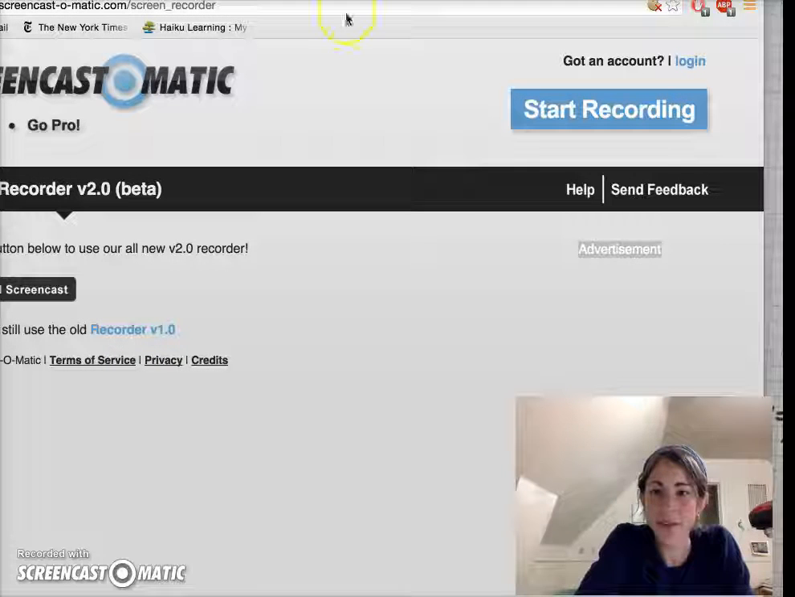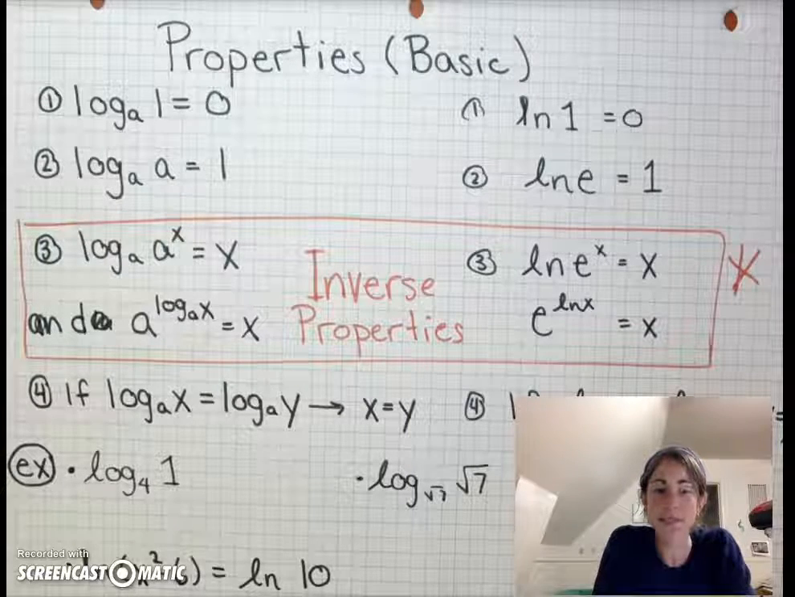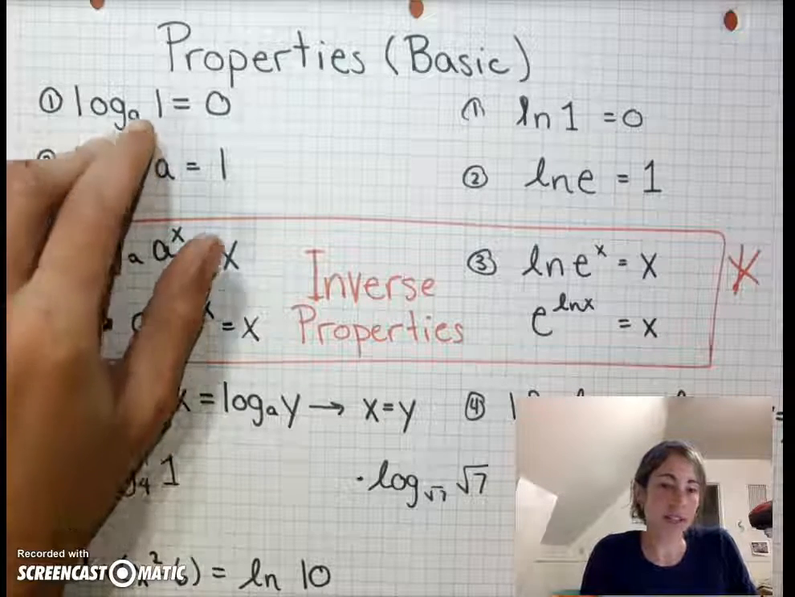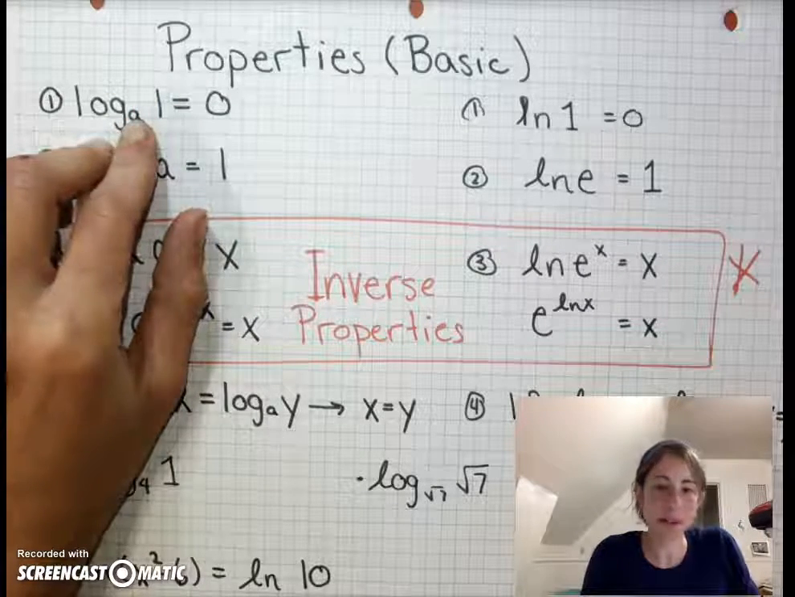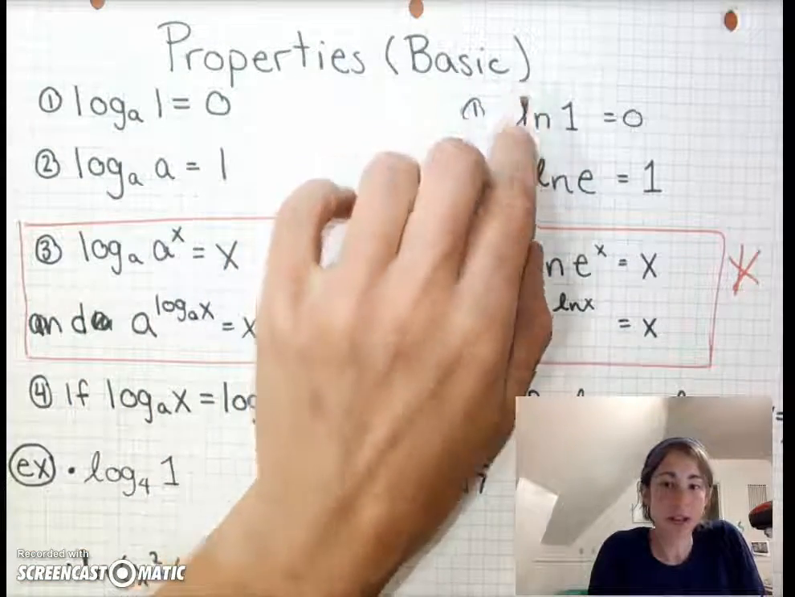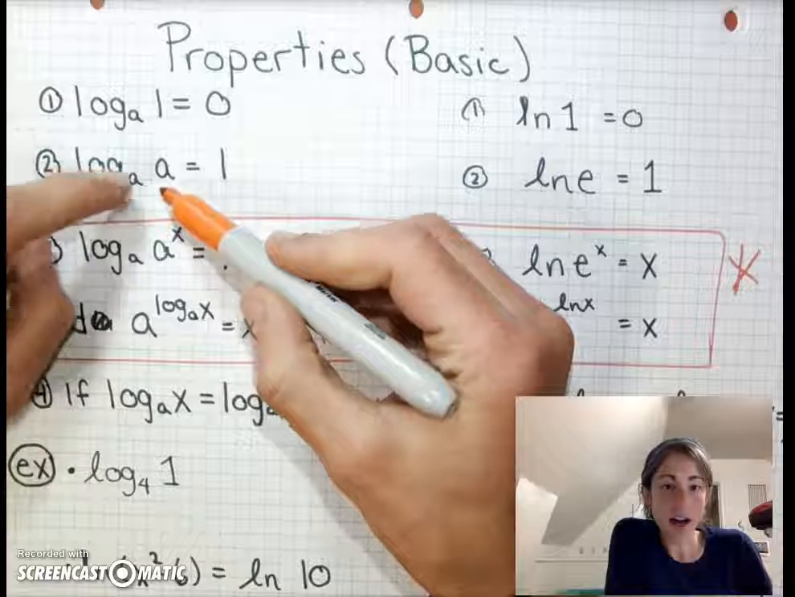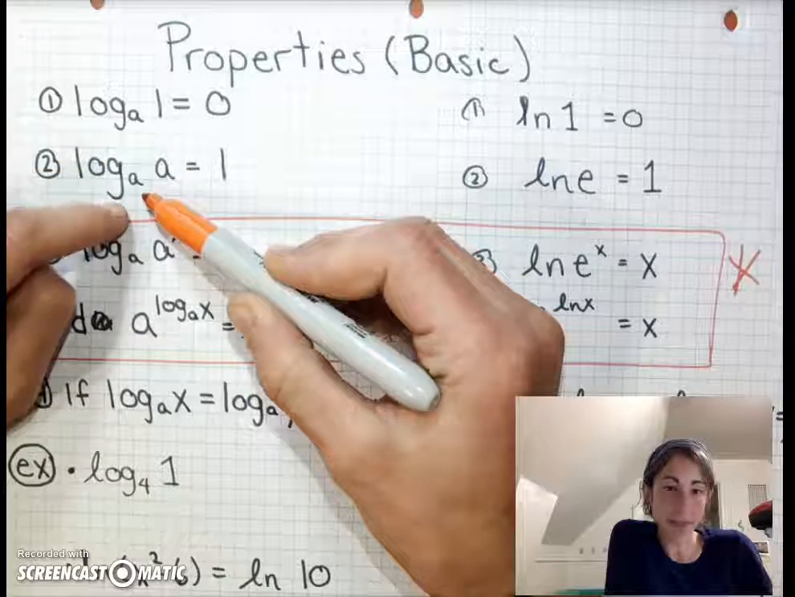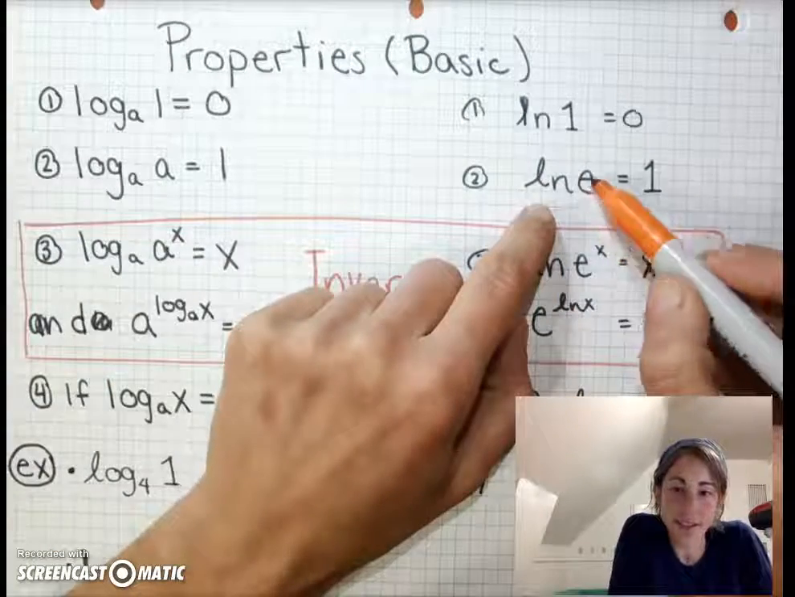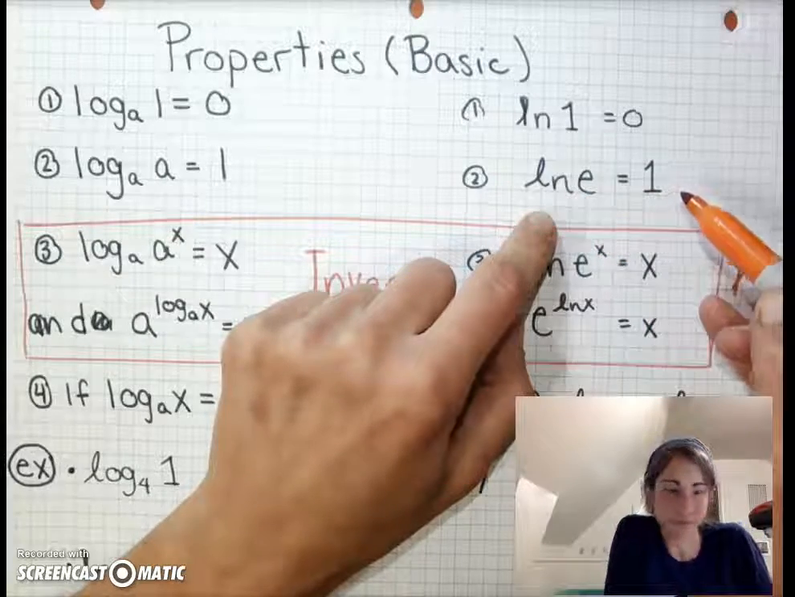Hi everyone, in this video I just want to go over some of the basic properties of logs and a few examples for how we use them. So the first property is that if we look at log of 1, no matter what the base is, the answer is always 0. So in particular, for the natural log, ln of 1 equals 0. If we look at log of a, where the base is a, we get 1. And on the natural log side of things, since ln is the same as log base e, if we take ln of e, we get 1.